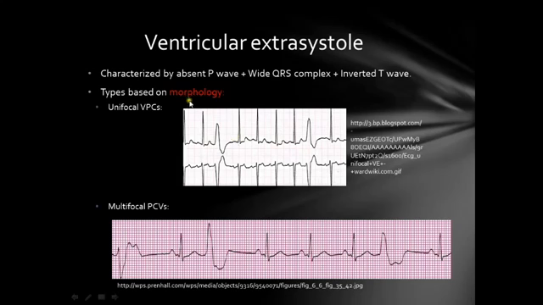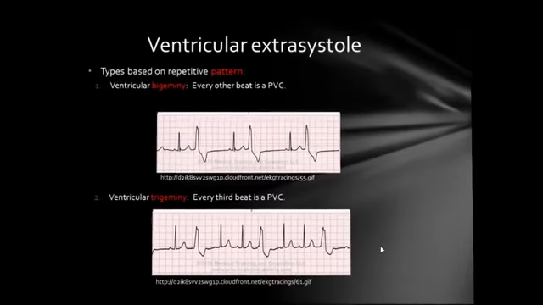We could also classify them based on morphology into unifocal premature ventricular contractions and multifocal, exactly the same definition as the atrial one, but this is from the ventricles. Multifocal means different morphologies. You can see this beat here looks different from this extrasystole, and from this extrasystole, so different morphologies of the ventricular extrasystoles.